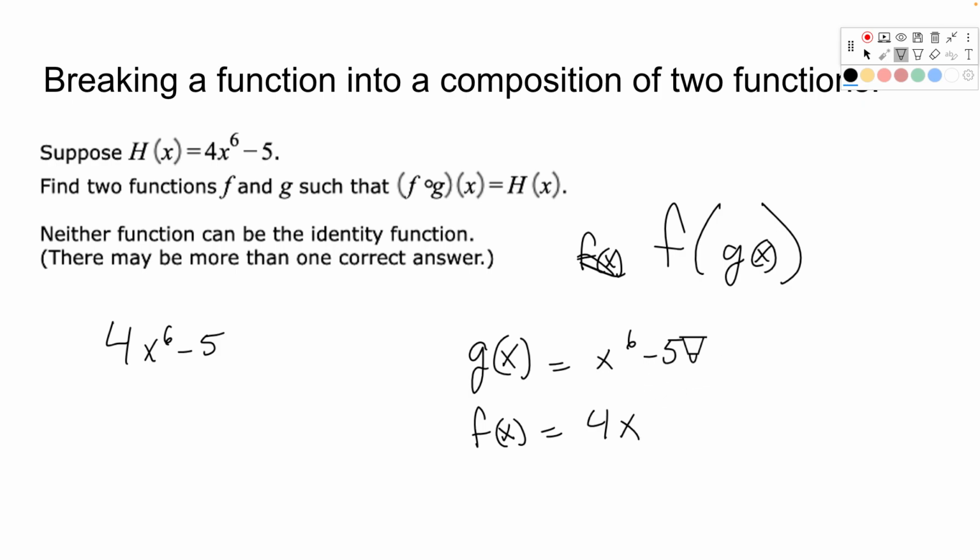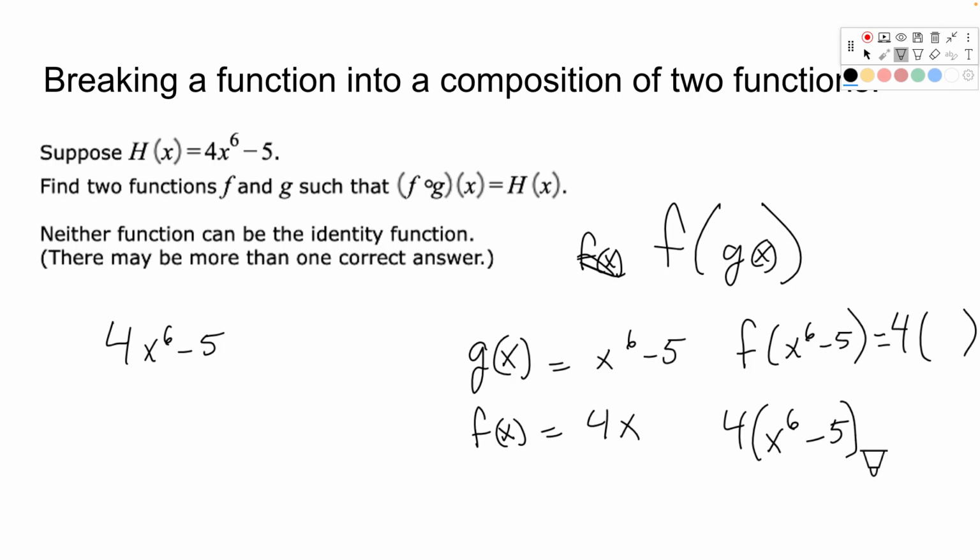So let's see what happens if we take this composition. We take a good guess, and then we actually do the composition to see if it's going to work for us. So I want to take f of g of x, so that would be f of x to the 6 minus 5, right? What is my f function? Well, that's 4 times parentheses. When I fill that in, I'm going to get 4 times x to the 6 minus 5. It's looking good.